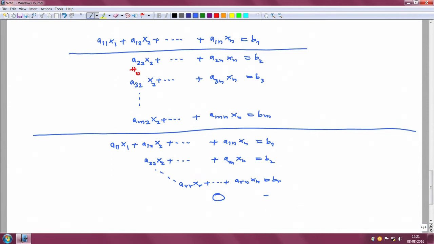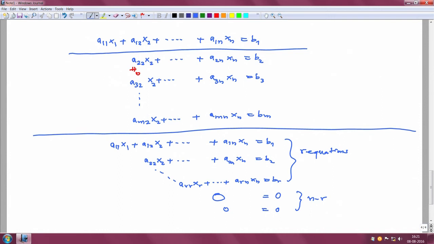So the moment I find a non-zero on the right side, the immediate conclusion is that this system is not consistent. That means it has no solution. So we have to get a thing like this. So these are the only r equations, and the remaining n minus r equations are 0. All the coefficients are 0.